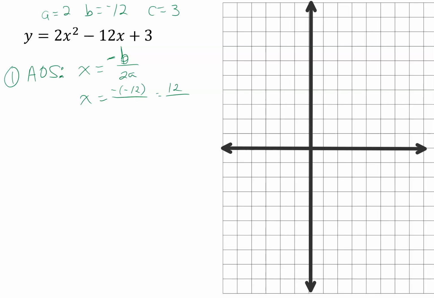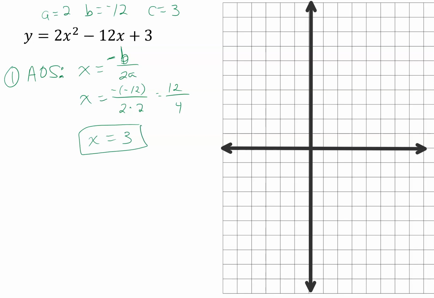And then 2 times a on the bottom, 2 times, and our a value for this equation was 2, so 2 times 2 is 4. And then we simplify that fraction. 12 divided by 4 is 3. So the axis of symmetry for this equation is at x equals 3.